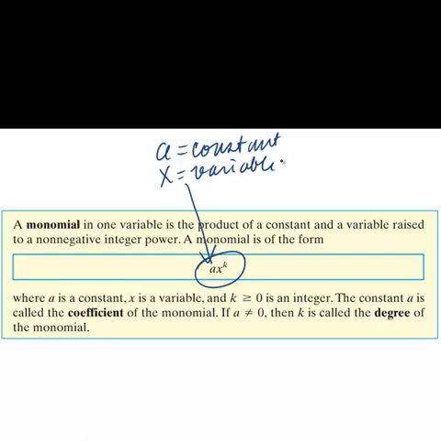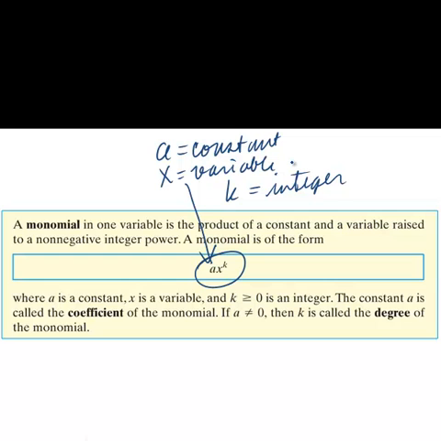We oftentimes in algebra will use the early letters of the alphabet, a, b, c, and so forth, to represent constants, and x, y, z, the later letters of the alphabet, to represent variables. And then the k, this exponent, will just be some number, as in an integer.